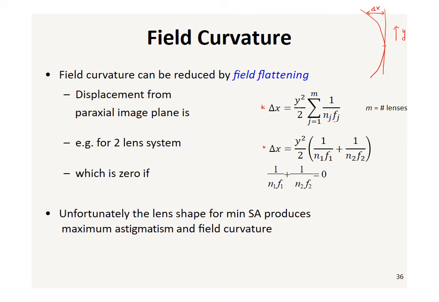If you want to flatten your field, that is, if you want delta x to go to 0, then clearly this term here has to become 0. So you can play around with your choice of refractive indices and focal lengths in order to flatten your field. Fortunately, you might play around with your lens shape to minimize your spherical aberration and your coma effects. It then unfortunately maximizes the astigmatism and field curvature effects. So when you're designing lenses, it's always going to be a trade-off.